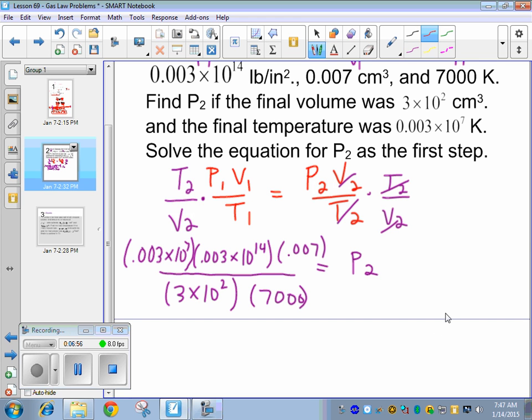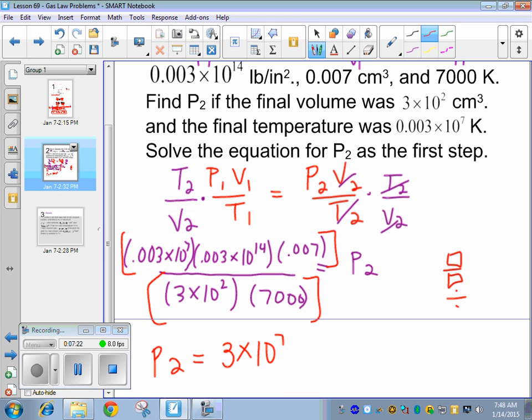Again, find that button above the divide sign that has the fraction boxes, and then put the entire top here and the entire bottom here. You don't really need parentheses, just put times, times, times, all on the top and times all on the bottom. See if you can get this one. All right, good. So we should have 3 times 10 to the 7th. We're solving for P2, and my pressure was in pounds per inch squared, so we need to make sure we put our label.